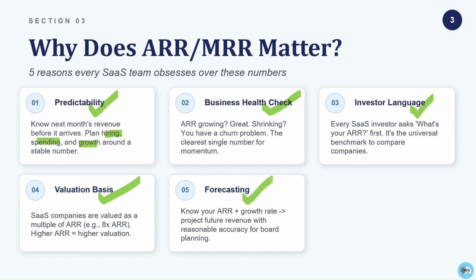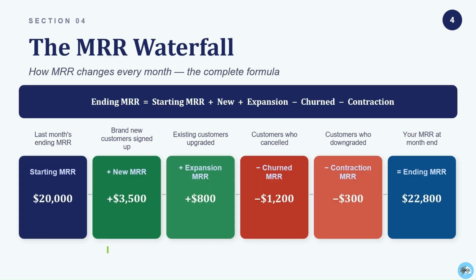Forecasting. If you know your ARR, you can easily get to know what could be your next year's growth rate by simply calculating the growth rate percentage and adding it. It helps to project future revenue with reasonable accuracy for board planning. Next, we have here the MRR waterfall, which tells us how MRR changes every month.